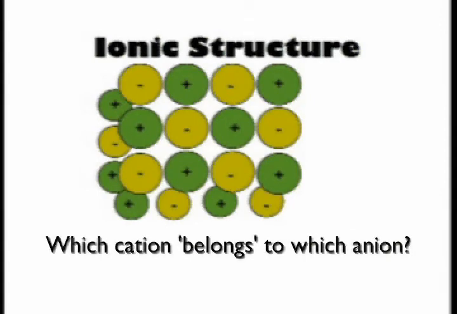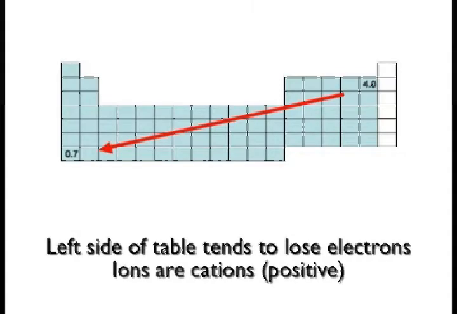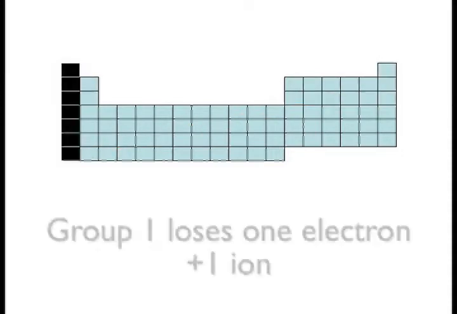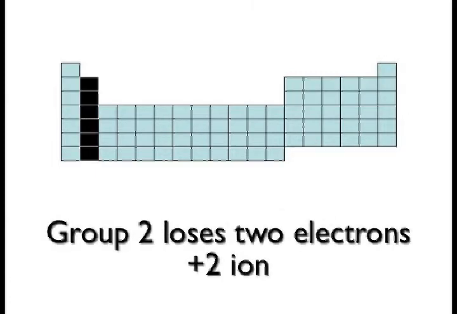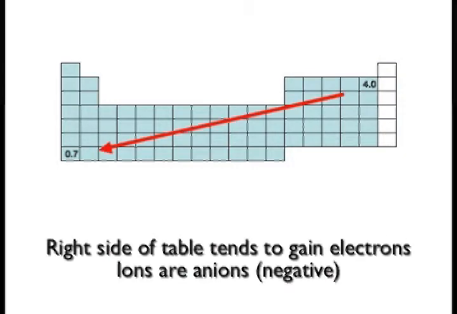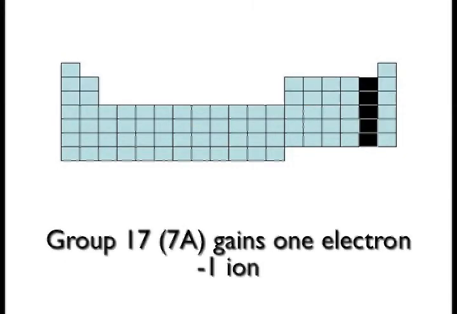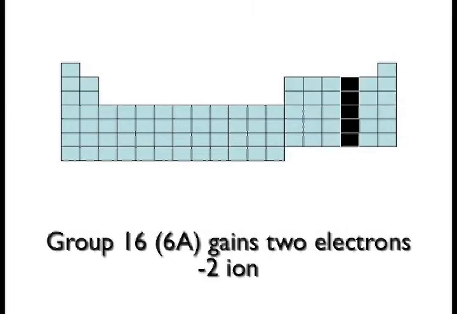How could you say which cation belongs to which anion? It doesn't work that way. Recalling electronegativity, it makes sense the group 1 and group 2 would lose electrons to become positive ions. With its higher electronegativity, the right side of the periodic table tends to gain electrons.